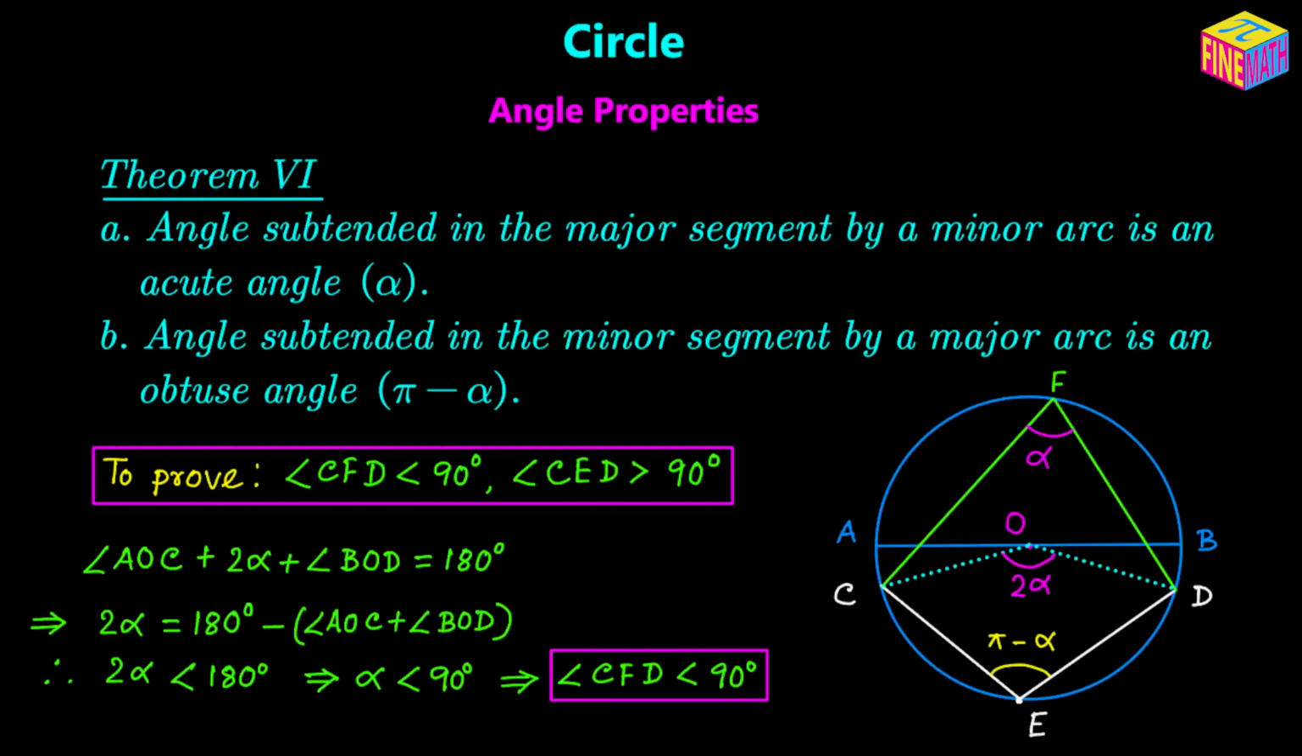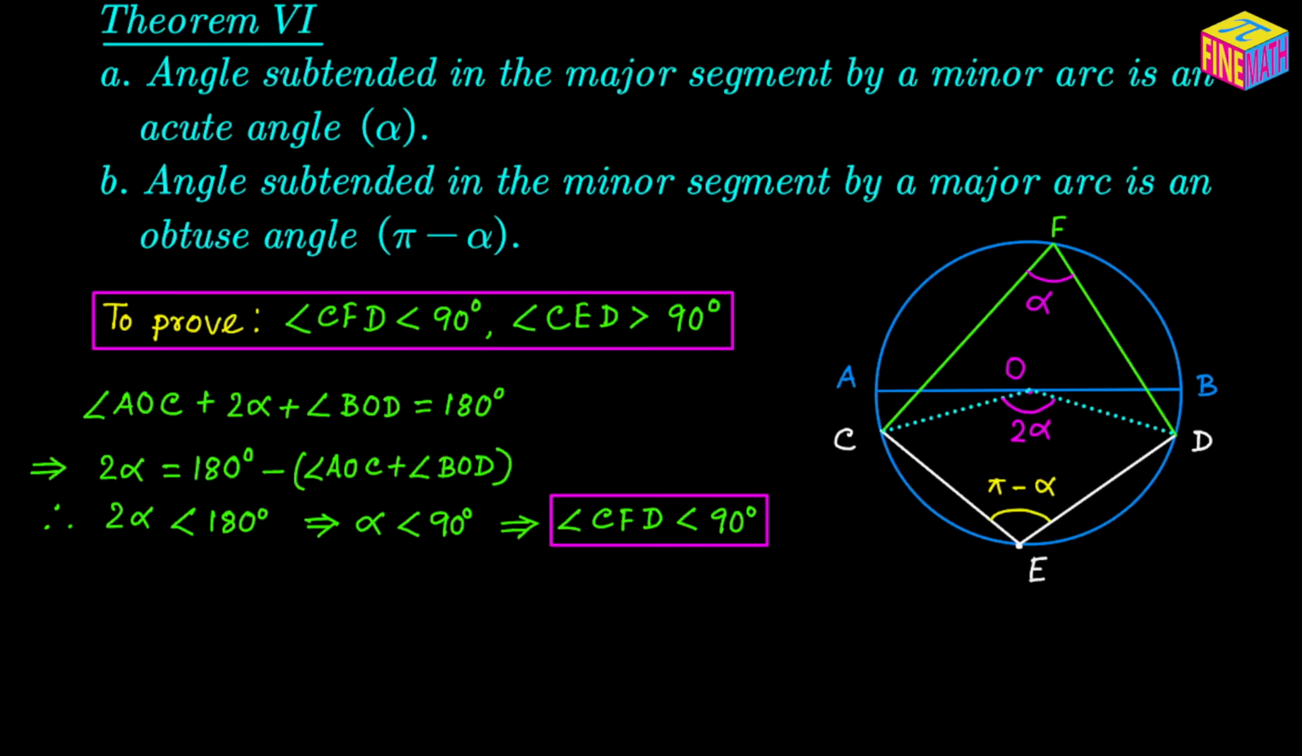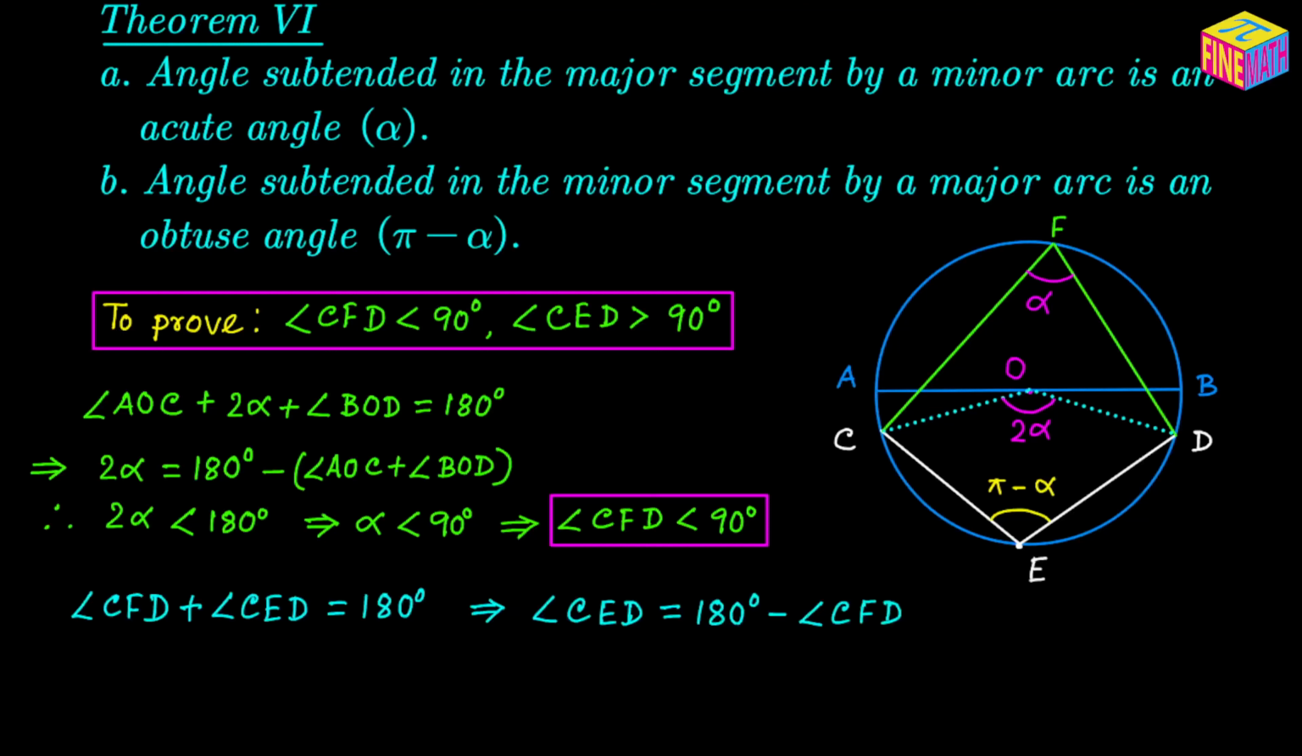Let's focus on the second part. Now if you look at the quadrilateral CEDF, it is a cyclic quadrilateral. So what will be the sum of angle CFD and angle CED? Well, we have seen in a previous theorem that the sum of the opposite angles in a cyclic quadrilateral is equal to 180 degrees. So in this case, angle CED and angle CFD, their sum will be equal to 180 degrees. From here, can we say angle CED will be equal to 180 degrees minus angle CFD? We can denote that as 180 degrees minus alpha, because we are denoting angle CFD as alpha.